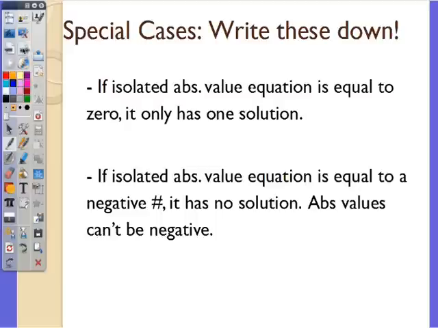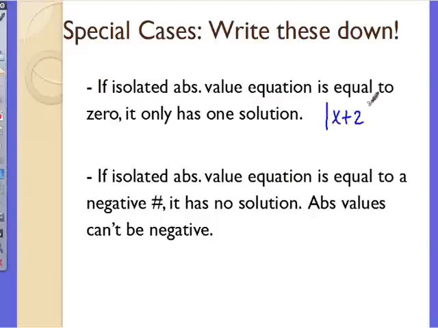Right below where it says no solution, in that box you can write this information. If the isolated absolute value equation is equal to 0, then it's only going to have one solution, right? Because let's think about that. If I have x plus 2 inside the absolute value bars equals 0, there's only one thing I can put in there that's going to make the absolute value actually equal 0, and that's x equals negative 2. There is no or. There's nothing else that can fit there. That's an example of when it has one solution.